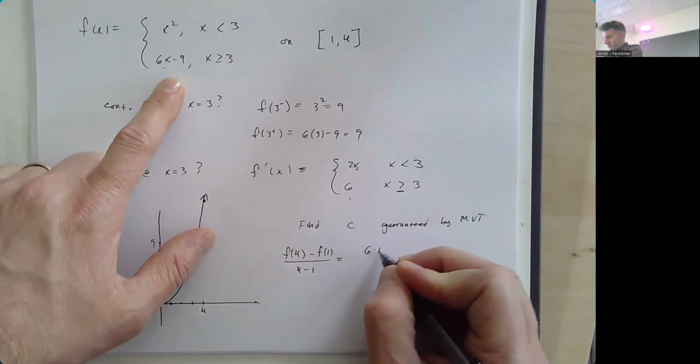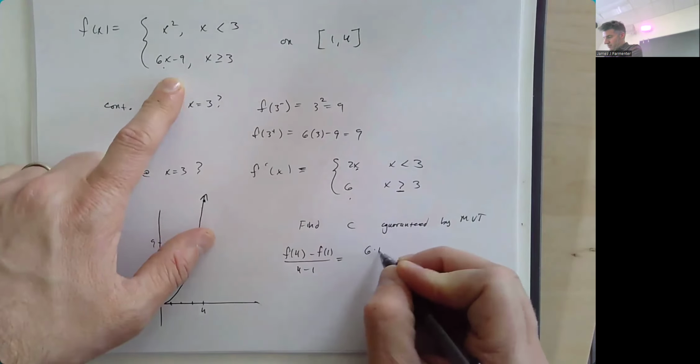Minus f of 1, which is 1 squared, over 4 minus 1, is going to be 24 minus 9 minus 1 over 3. That's 14 over 3. So then you have to take the derivative and set it equal to 14/3.